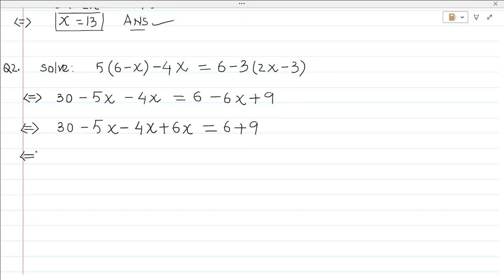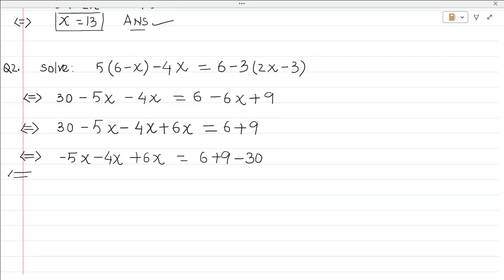in our next line, see, transfer this plus 30 to the other side, so we are left with minus 5x minus 4x plus 6x is equal to 6 plus 9 minus 30, because on left hand side it was plus 30, when it comes to right hand side the sign gets changed.